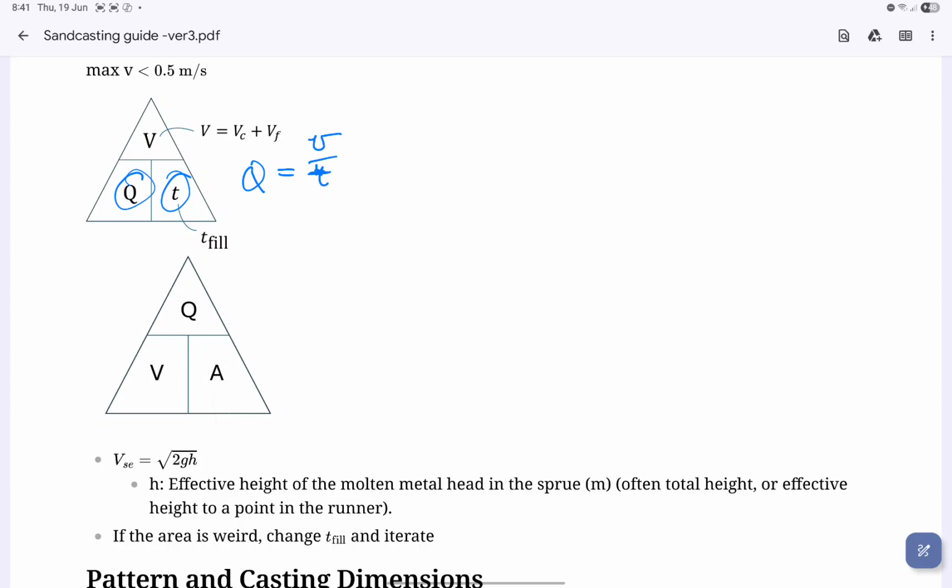Because the dimensions are meters cubed per second. So volume, time. Okay? So that's the one thing you should know: that the flow rate is volume over time. The other formula that you should know is that the flow rate is equal to the velocity times the area.